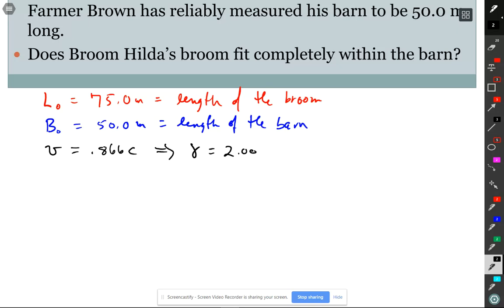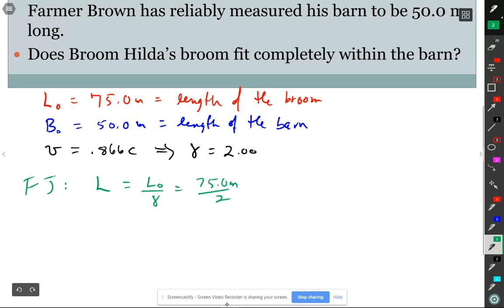All right. So in Farmer John's reference frame, Farmer John says the contracted length of the broom is equal to 37.5 meters. And the length of the barn is 50 meters. Does it fit inside? Yeah, it does. So if you're Farmer John, yep, it fits inside. Now what about Broomhilda? What does she see?